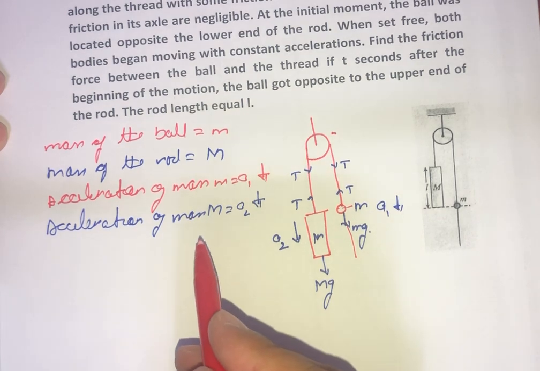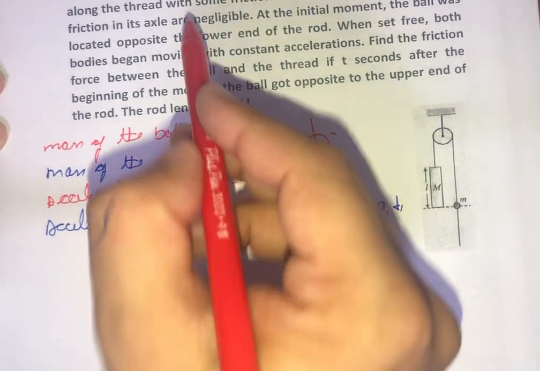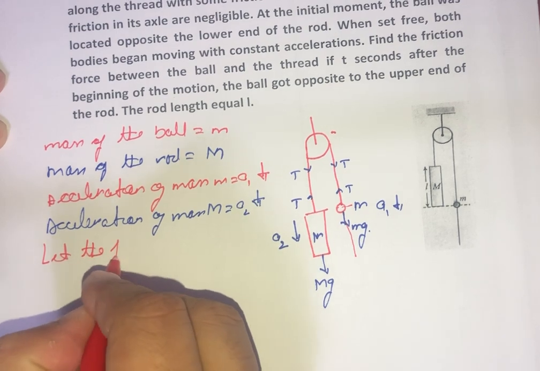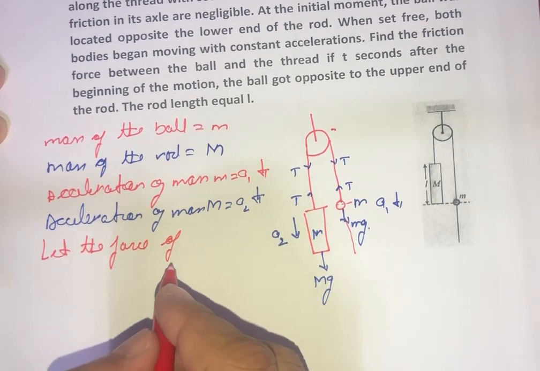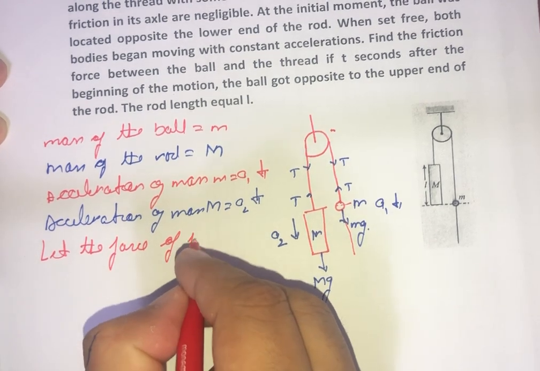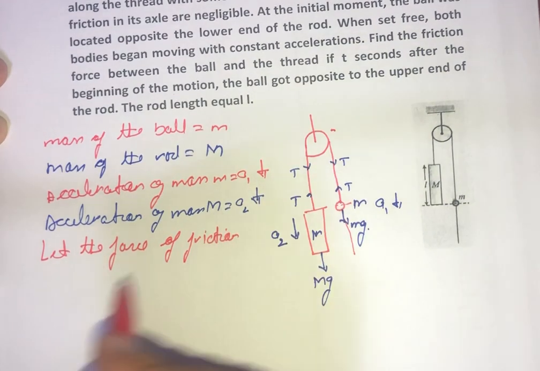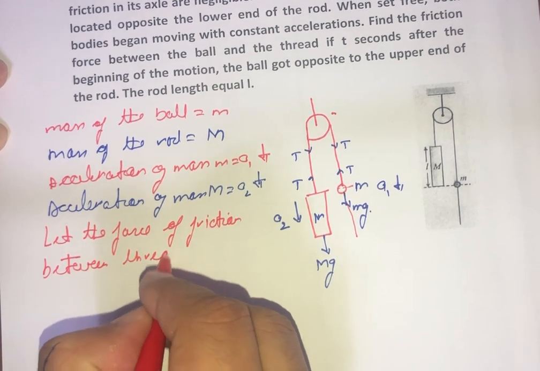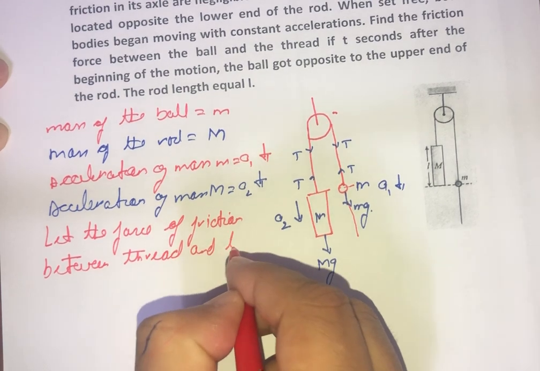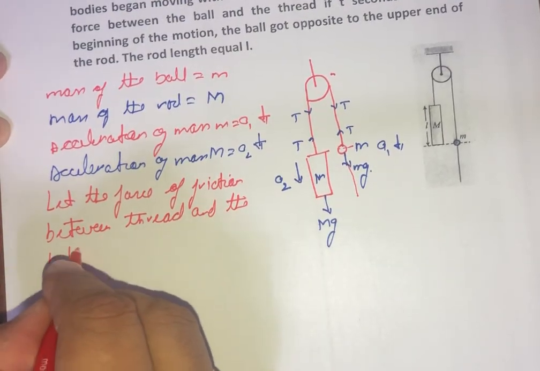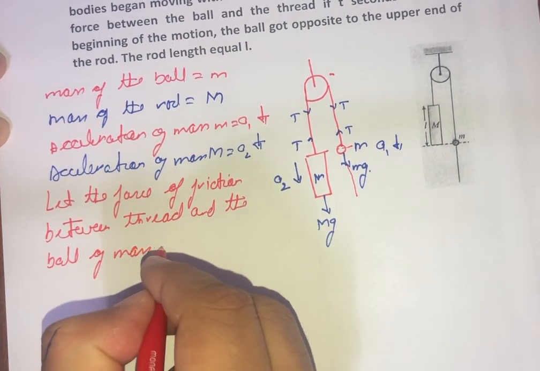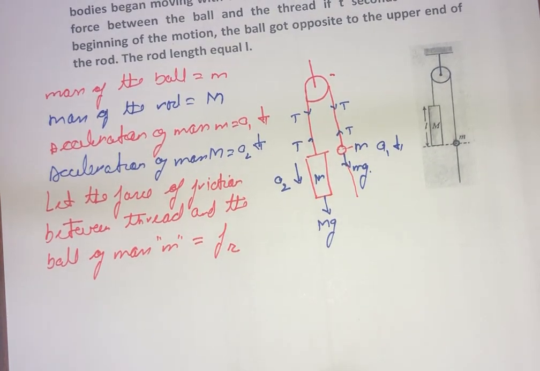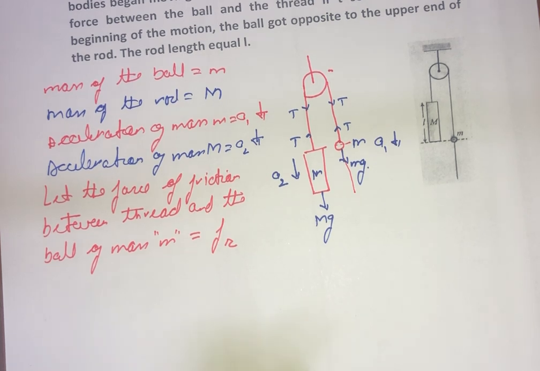And it is given that there is some force of friction, so let the force of friction between the thread and the ball of mass small m be equal to Fr. So now we can write the respective equations.